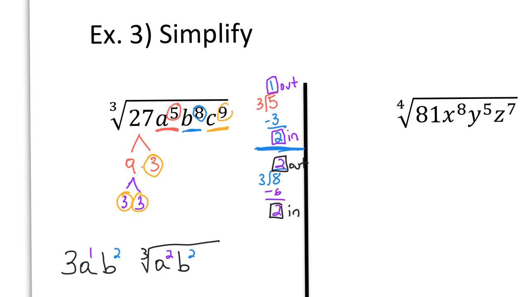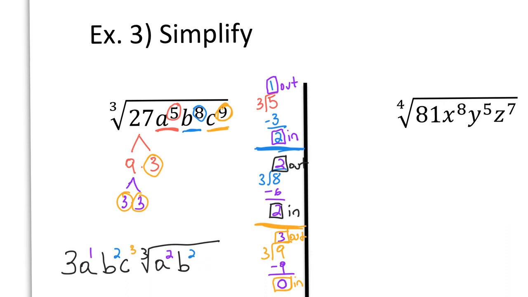And finally, you move on to c. So c has an exponent of 9. Once again, you do the little division, 9 divided by 3. 3 goes into 9 three times. So that'll be 9, and the remainder is 0. That means inside of the radical you're not going to have a c, because c to the 0 power is 1, so you don't need that one. So you don't have anything inside, no c inside of the radical, but outside of the radical you have a c to the 3rd power.